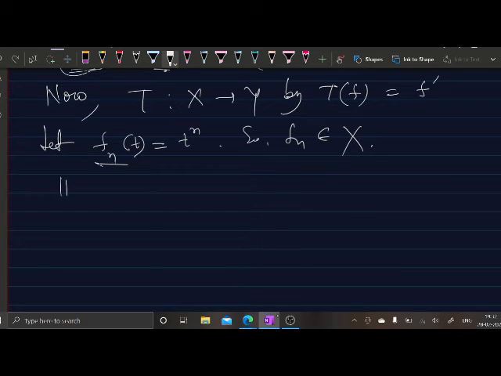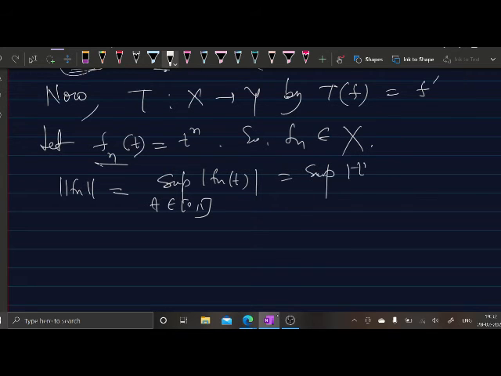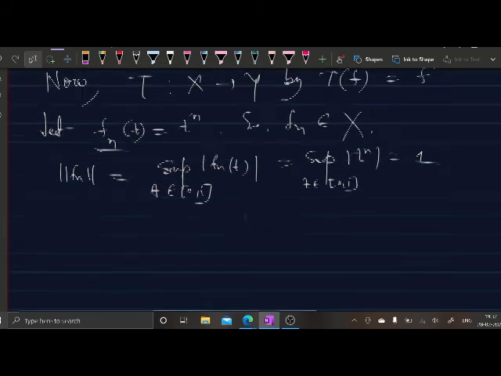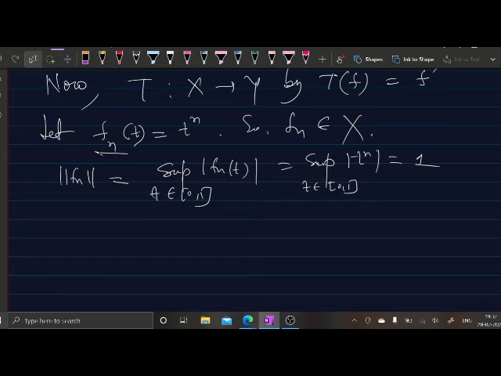Now if you take the norm of f_n, then what is the norm? The norm is sup of mod f_n(t), where t belongs to the closed interval [0,1]. So this implies sup of mod t to the power n, t in [0,1]. Therefore the supremum will be 1, right? So norm f_n is 1.